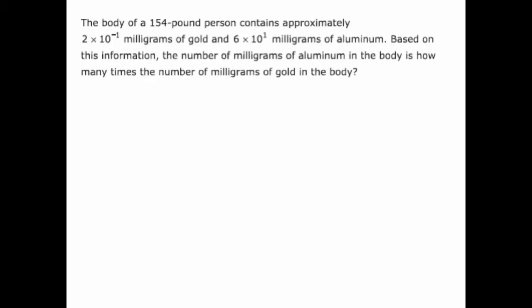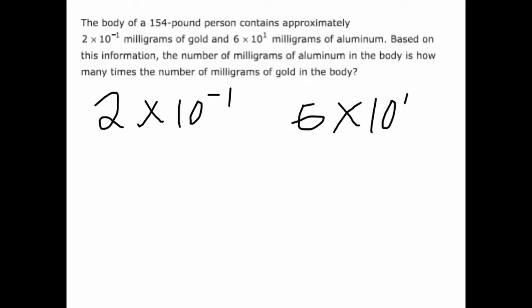Let's do another one. The body of a 154-pound person contains approximately 2 times 10 to the negative 1 milligrams of gold and 6 times 10 to the first milligrams of aluminum. Based on this information, the number of milligrams of aluminum in the body is how many times the number of milligrams of gold in the body? Well, it's saying how many times, which means how many times greater is the number of milligrams of aluminum than gold, which means I'm going to divide.